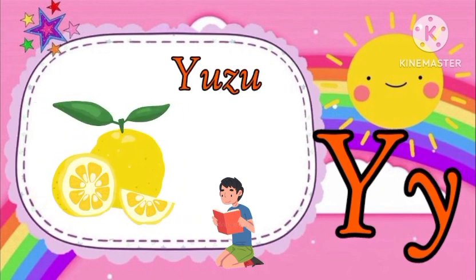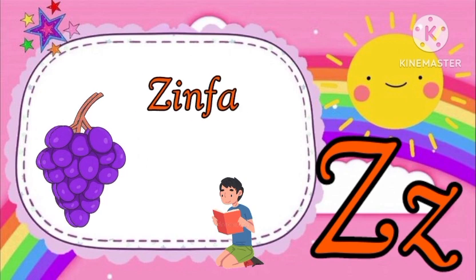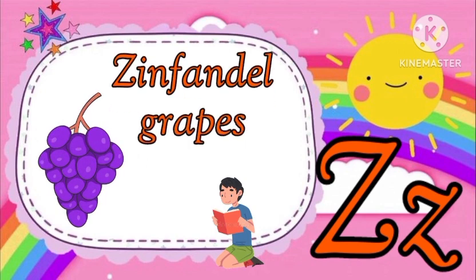Y is for yuzu. Z. Z is for Zinfandel grapes.